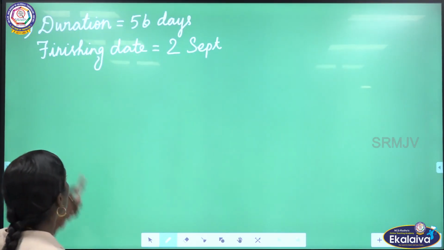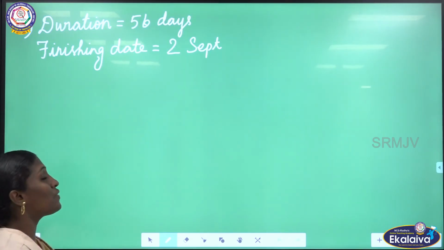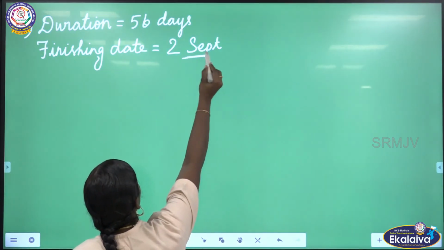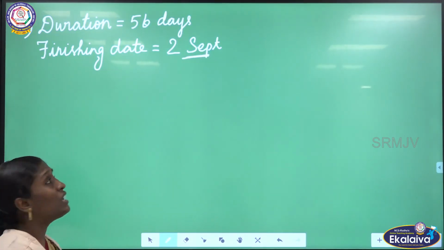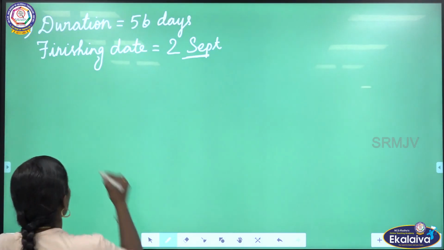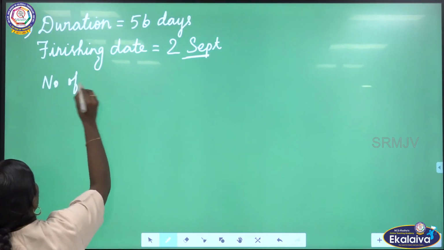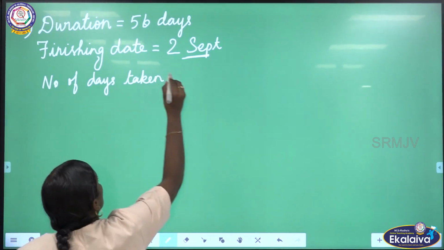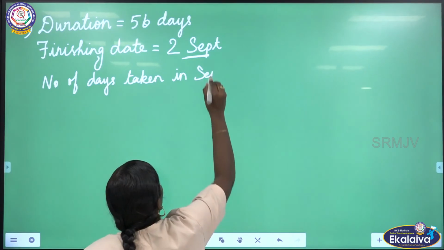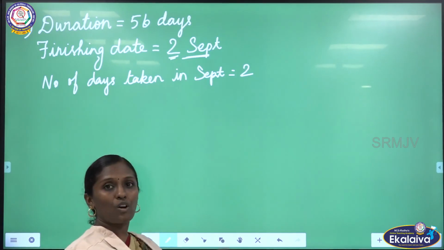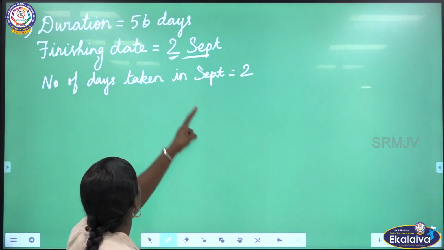The next question, here also duration is given, finishing date is given. We are going to find the starting date. So first we have to find out the number of days taken in the given month September. Here the given date is 2. So how many days are there in September? Only 2 days. So the number of days taken in September, that is 2 days. Here the given date is 2. So we have to use backward counting 2, 1. So only 2 days are there in September month.